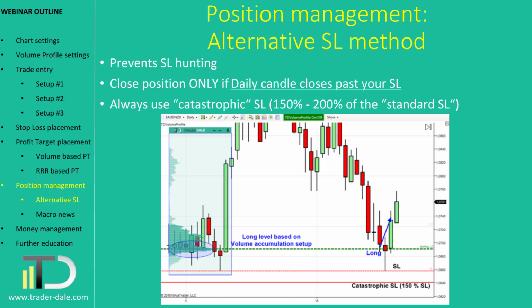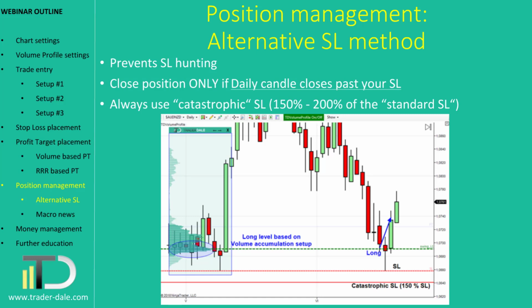By the way, this is a real trade which I took last year, I think. And as you can see, the price went past my long level and it hit the stop loss only to turn and go upwards. So this is the scenario that every trader knows and hates, right? But this doesn't happen when you use the alternative stop loss method, because with the alternative stop loss method, you don't actually quit your trade when it hits the stop loss. So when the price hit the dotted line marked stop loss, I didn't quit my trade.